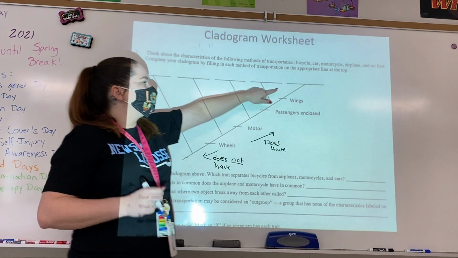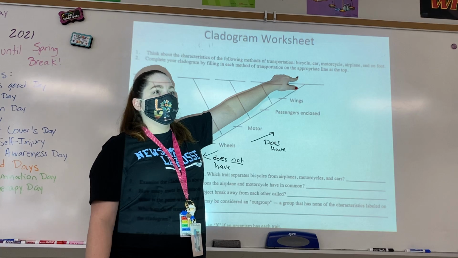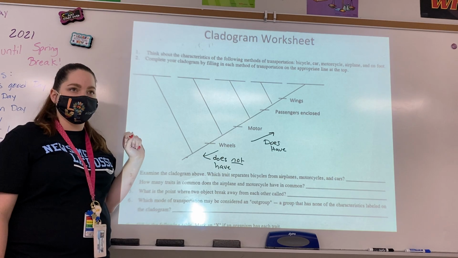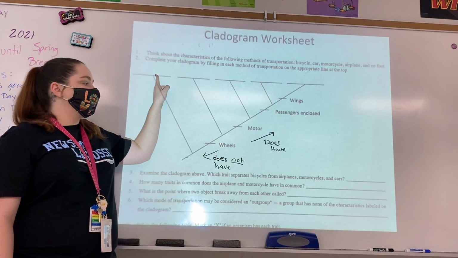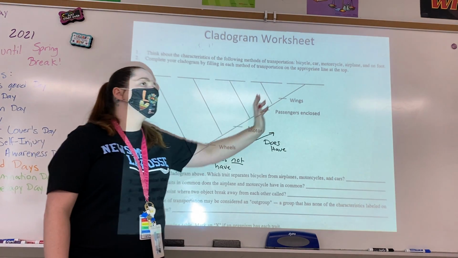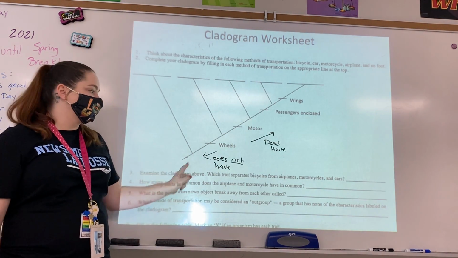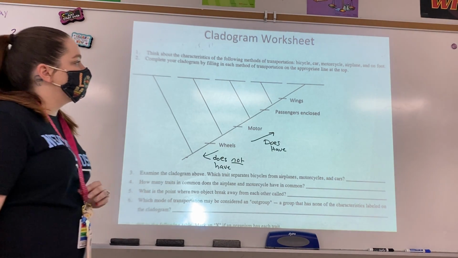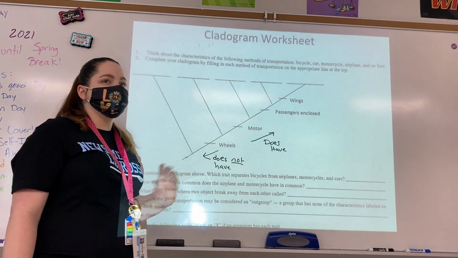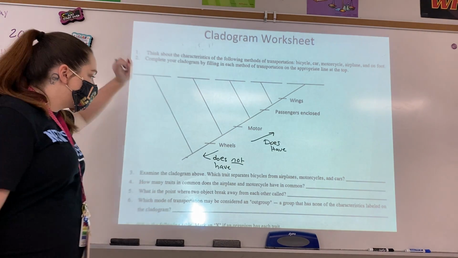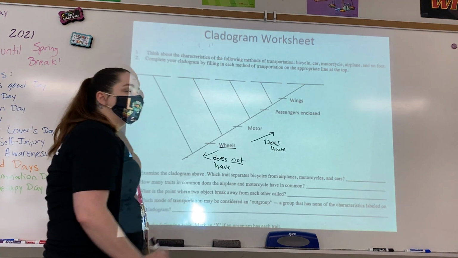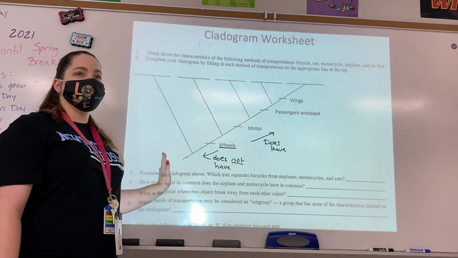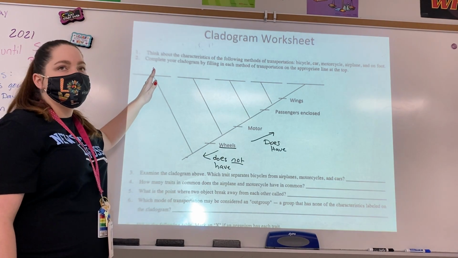So at the end, the very last one up here is going to be a species or an organism that does have all of the characteristics. The first one either doesn't have any, or it only has this first one if you have one to the left of it. Okay. So if we're looking at bicycle, car, motorcycle, airplane, and on foot, and we need to put those in our cladogram on top. So our first characteristic is wheels. So we are going to look for the thing that does not have wheels, because that is going to go to the left of wheels, and we're going to put this in our first box.